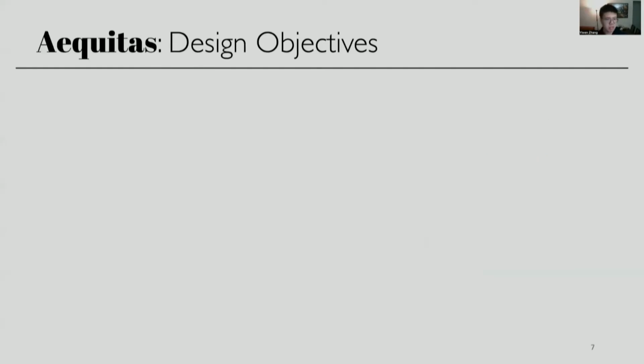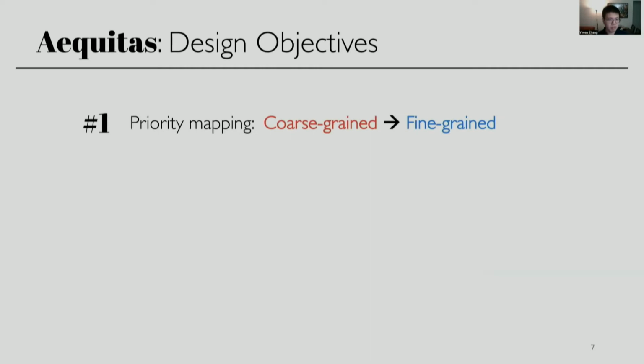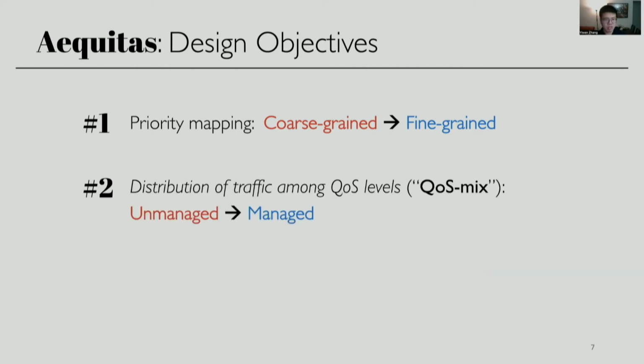Now, to overcome these constraints of the existing approaches, we built Aequitas. Aequitas aims to achieve the following design objectives. First, we want to improve the current coarse-grained priority mapping with a more fine-grained approach. And second, we want to better manage the distribution of traffic among QoS levels to provide better isolation for high priority traffic. Here, the distribution of traffic among QoS levels is a key concept in Aequitas design, and we call this QoS-Mix in our paper.